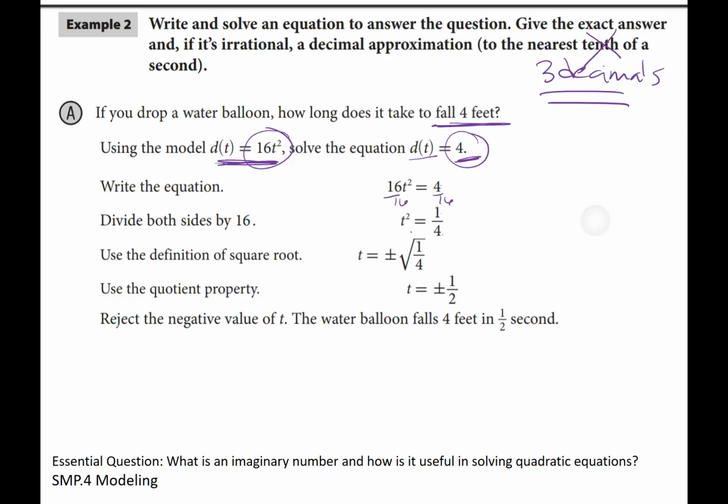Now we're going to square root both sides. And technically you could use a plus minus. Okay, we'll start there because that's what we've been trained to do. So we've got plus or minus square root of 1/4. And then we're going to go ahead and take the square root of 1, which is 1, and the square root of 4, which is 2. So they were both nice square numbers, so we didn't have to mess with any rationalizing. Now, it doesn't make sense to drop a negative distance. So we exclude the negative value, and we know the water balloon falls 4 feet in 1/2 of a second.